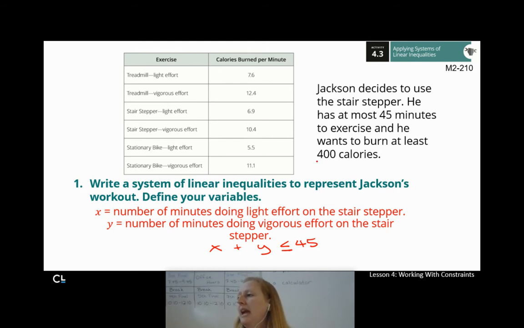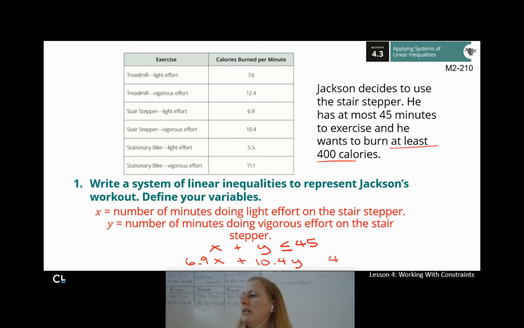Ooh, let's talk about calories, though. So he wants to burn at least 400 calories. Well, we know that the light effort on the stair stepper is 6.9 calories per minute. So we'll say 6.9x. Plus his vigorous effort on the stair stepper, which would be 10.4 calories per minute times y minutes. We don't know how many minutes.